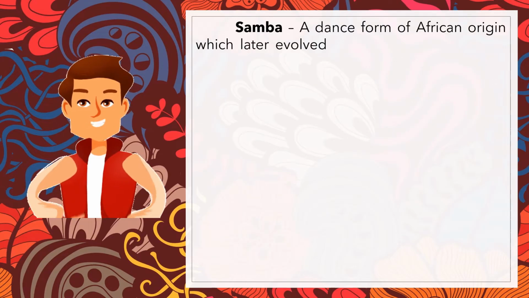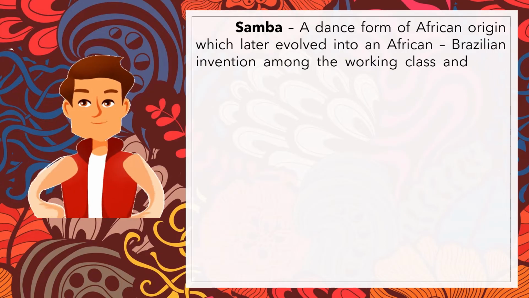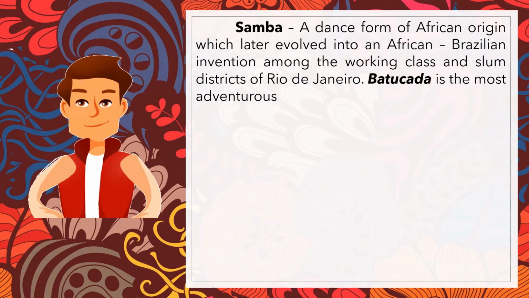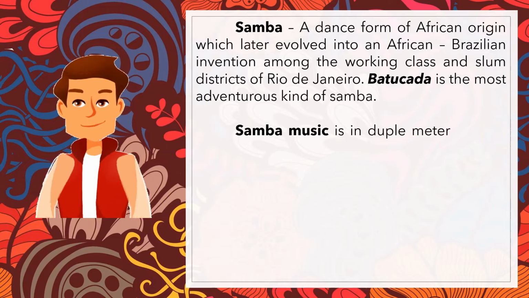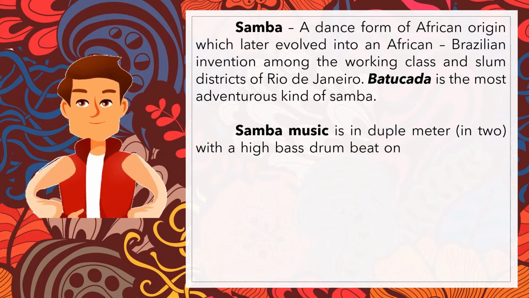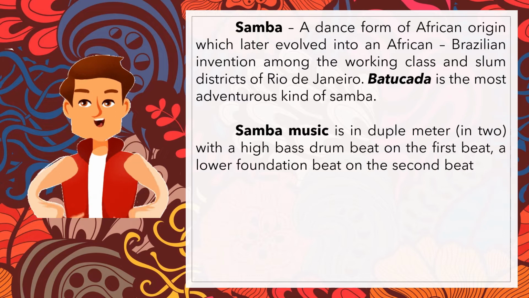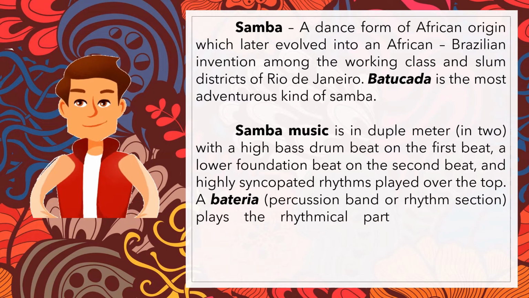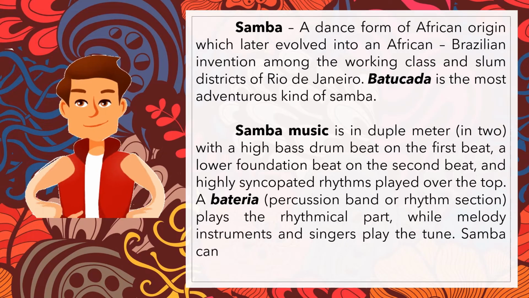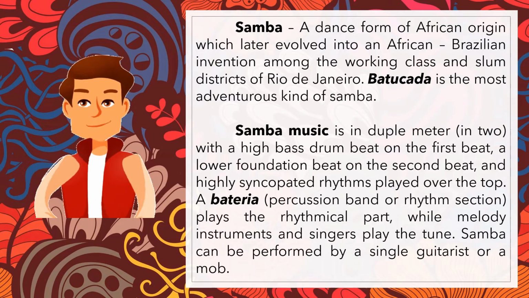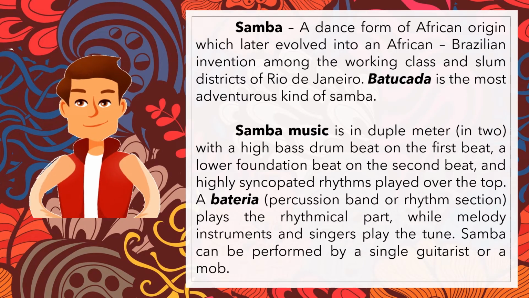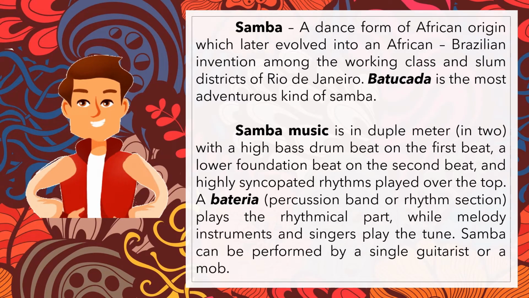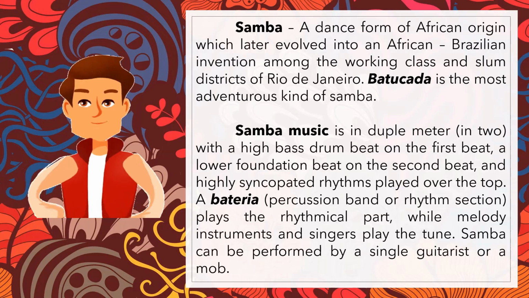Samba, a dance form of African origin which later evolved into an Afro-Brazilian invention among the working class and slum districts of Rio de Janeiro. Batucada is the most adventurous kind of samba. Samba music is in duple meter, with a high bass drum beat on the first beat, a lower foundation beat on the second beat, and highly syncopated rhythms played over the top. A bateria, percussion band or rhythmic section, plays the rhythmical part, while melody instruments and singers play the tune. Samba can be performed by a single guitarist or a mob.